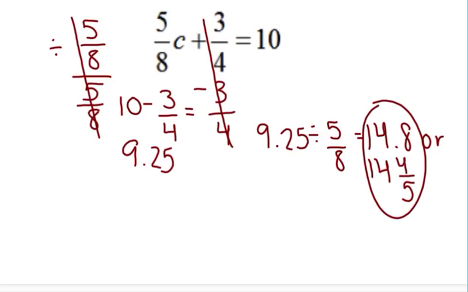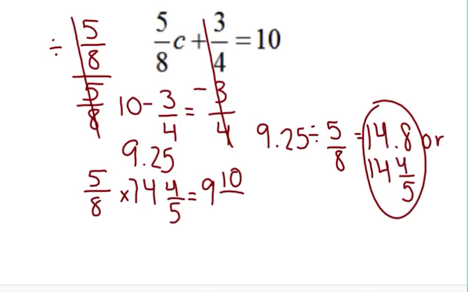If you want to make sure your answer is correct, here's one way to check it. Substitute your answer into the equation. 5/8 times 14 4/5 equals 9 10/40. You would multiply because you're doing the opposite of what you did before. Then you would do 9 10/40 plus 3/4 equals 10.